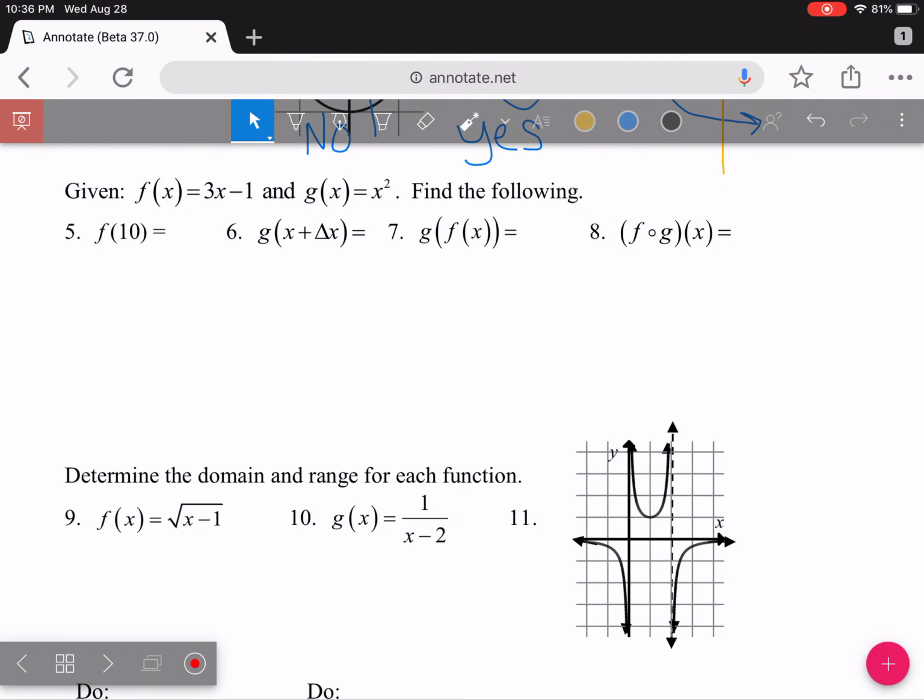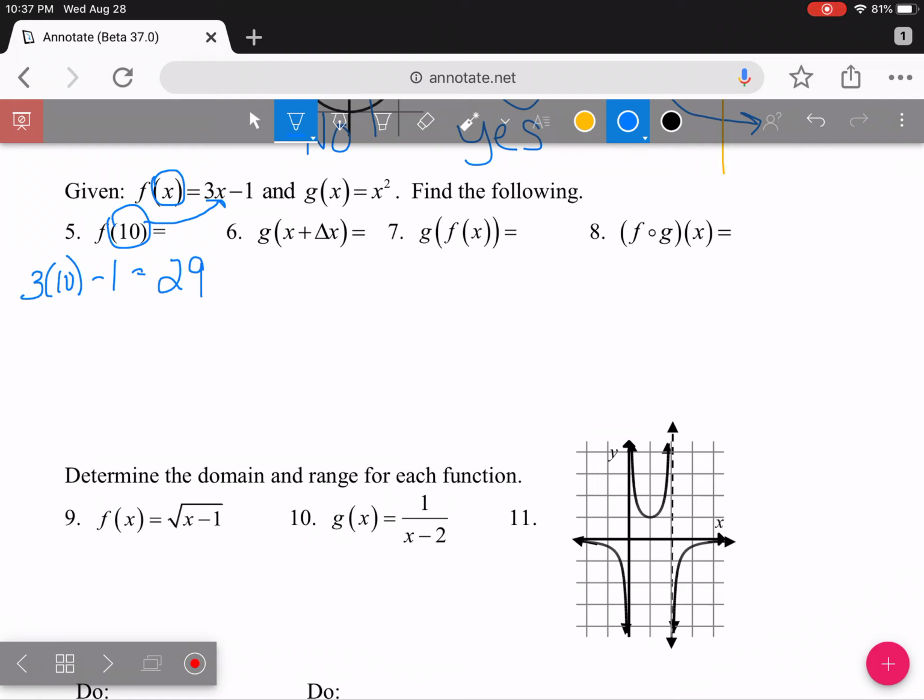All right, let's see what we do when we just plug numbers into a function. f of 10 means that, see how the x is in here and then there's a 10 here. So I just take the 10 and I put it everywhere that I see an x. So f of 10 would be 3 times 10 minus 1, which is 29. So f of 10 is 29.